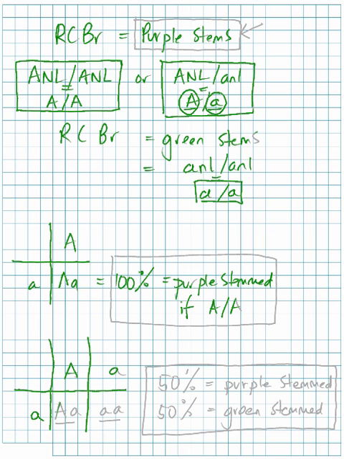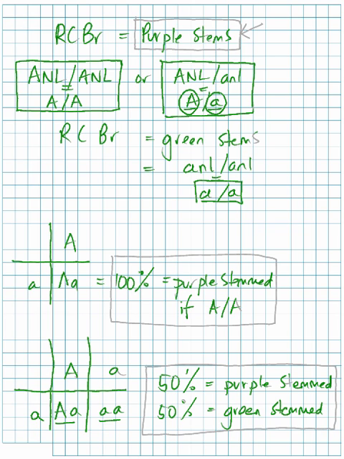So now when we fertilize these gametes, what we would see is 50%, that's 1 out of 2, 50% would be purple stemmed, but then 50% would be green stemmed.